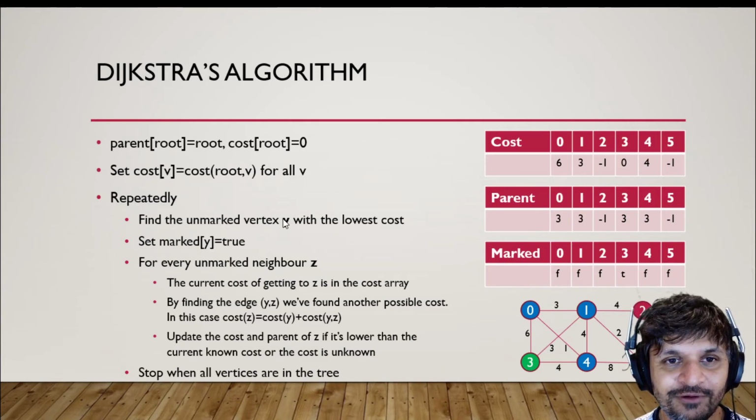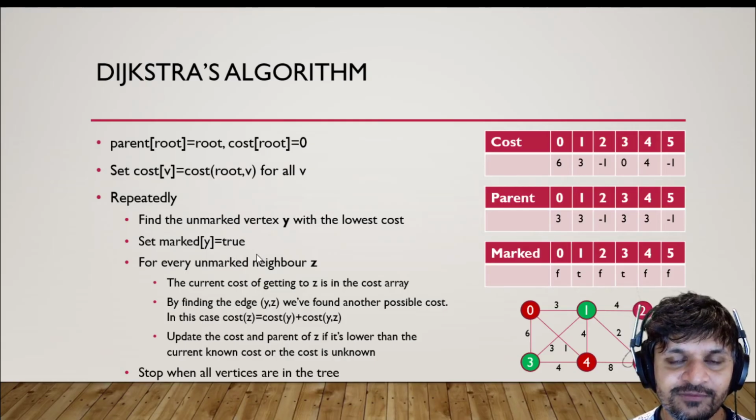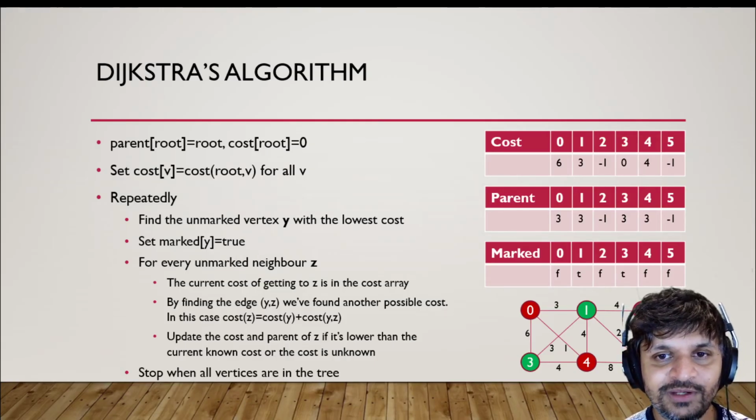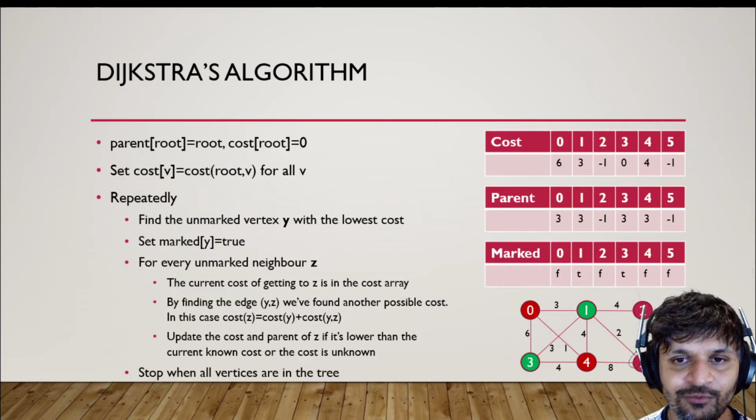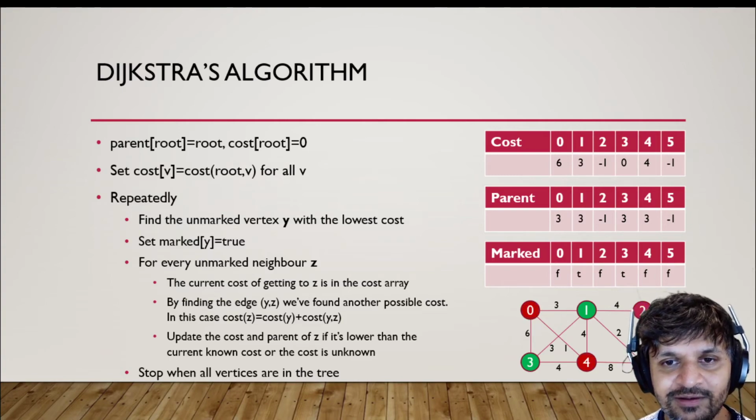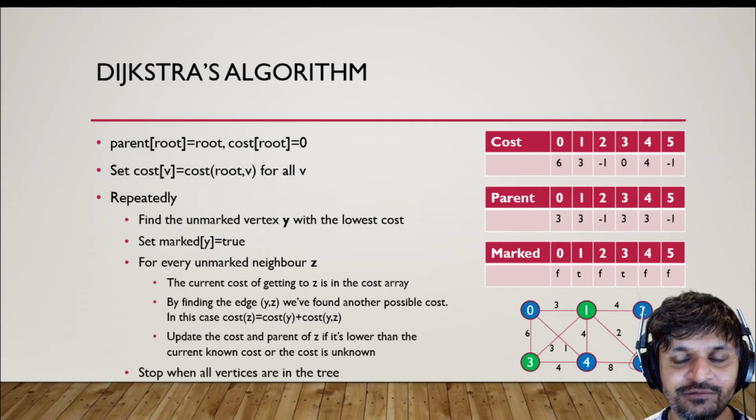But I found the unmarked vertex with the lowest cost. It was vertex 1, because that cost 3. And then I'm going to set its marked value to be true. So now it's in the tree, because marked kept track of whether something was in the tree. Now, when it's in the tree, I have to see whether I've found any new paths by adding vertex 1 to the tree. So I'm going to look at all of its neighbors, and 1 has every vertex as a neighbor. So 1 is next to vertex 0, vertex 4, vertex 2, and vertex 5.